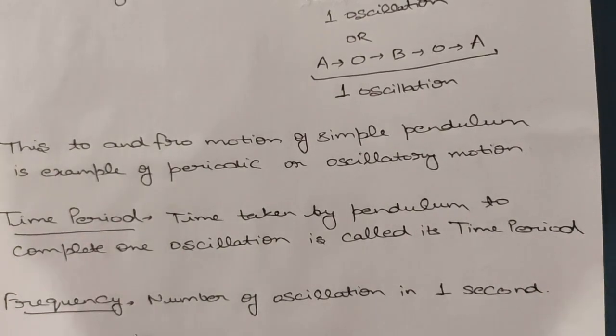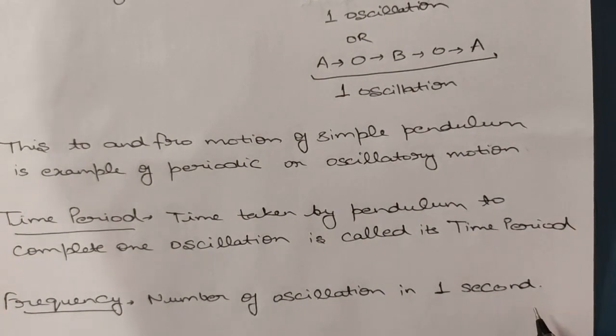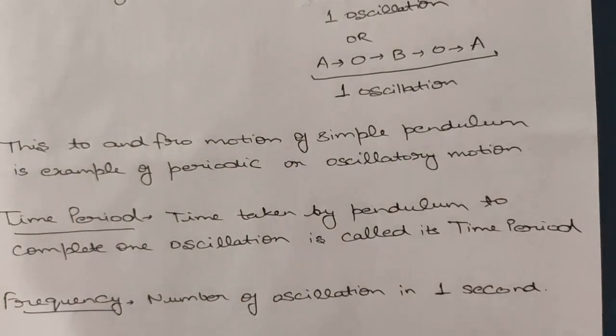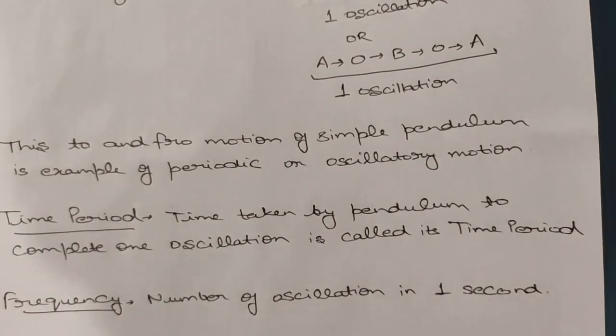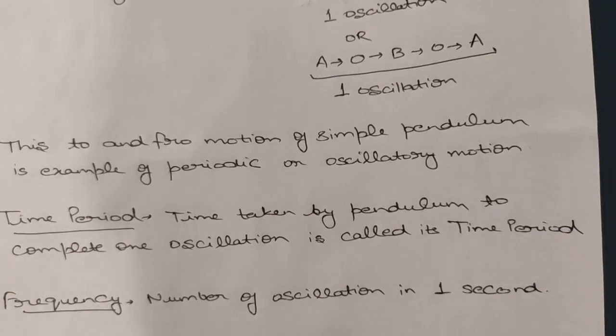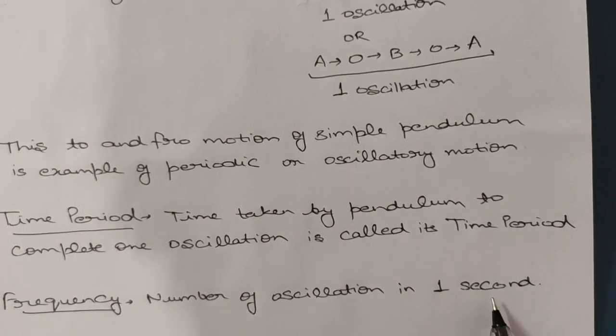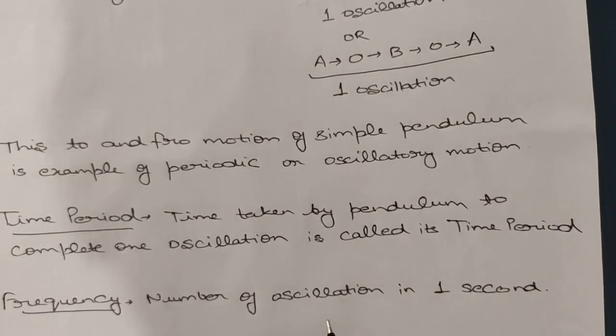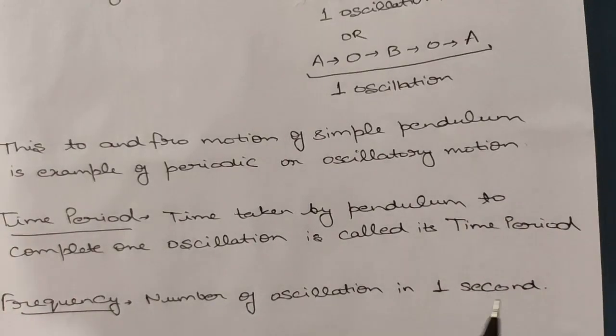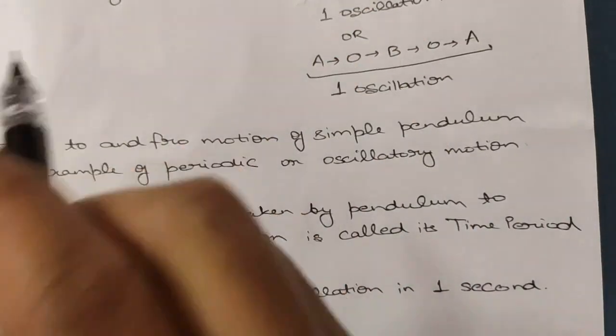Another very important term is frequency: the number of oscillations in 1 second. It is very important. Now confusion starts over here. Time period is the time taken to complete one oscillation, and frequency is the number of oscillations in 1 second. Here it was one oscillation and here it is 1 second. So frequency is the number of oscillations in 1 second, meaning how many oscillations it does in 1 second.